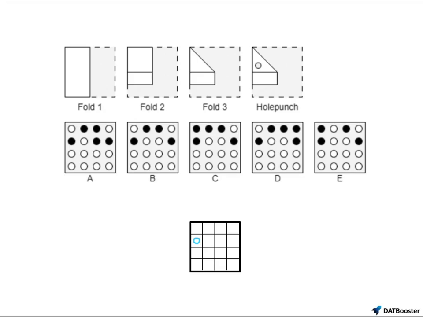So step number 3 is to find the line of symmetry of the previous fold. So the only difference between these two is that one has the hole and one doesn't. So there's nothing really to do here. So what we have to ask ourselves is, how do we unfold 3 in order to get to fold 2? Remember, we're working backwards now.